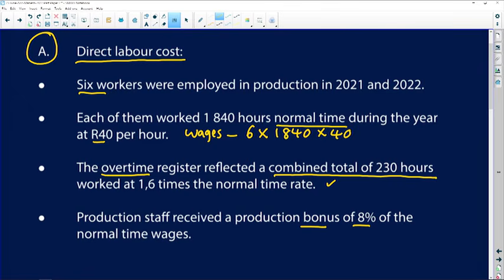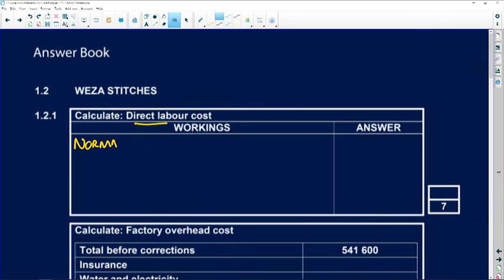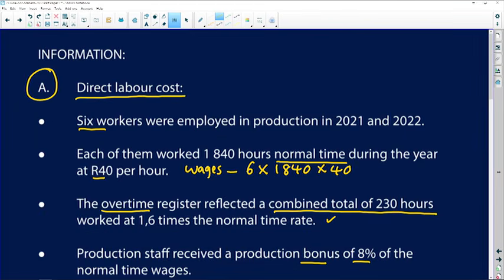So let's show each of these separately on our answer booklet. Let's look at their normal wage. Remember guys, there's 6 workers. Just repeating my calculation.